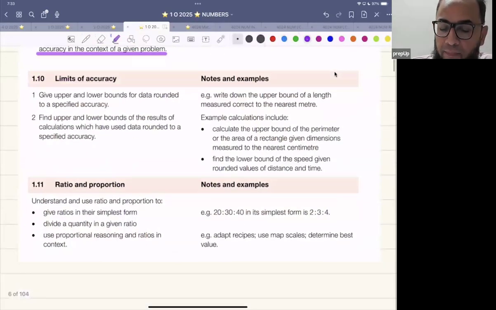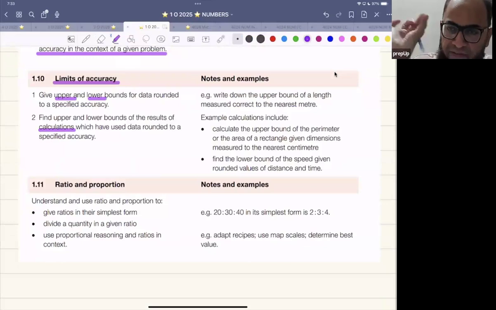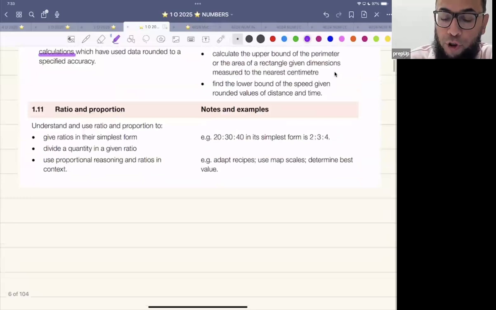Limits of accuracy, upper bound, lower bound, and use it for calculation. I'll just read very, very shortly. Ratio and proportion. I think the light is a little bit lesser.